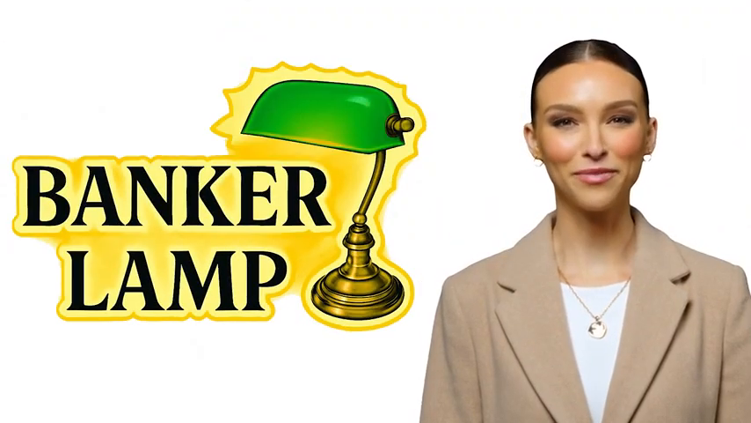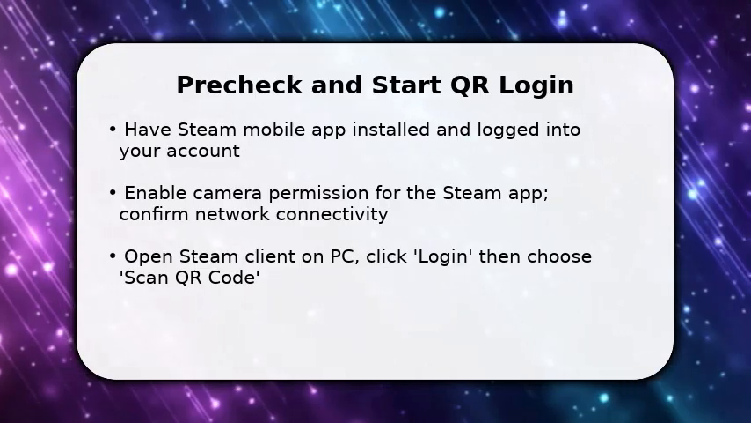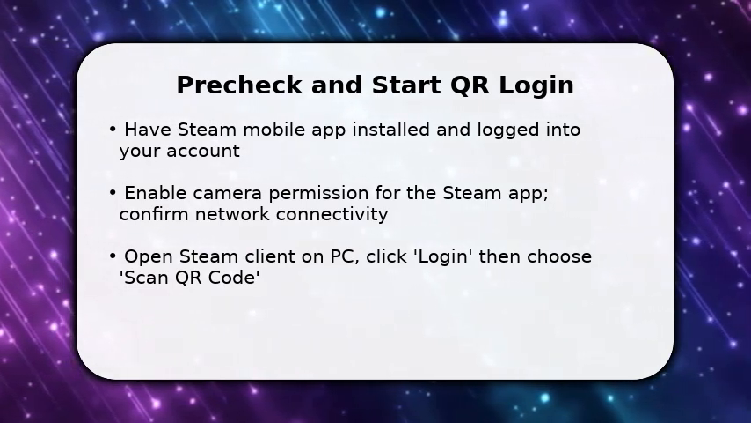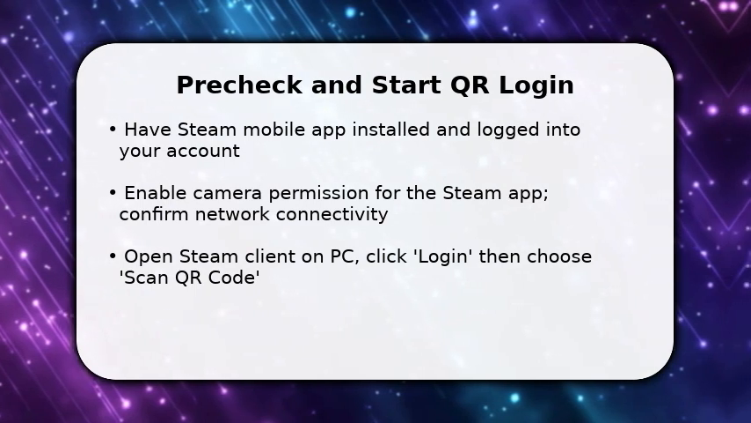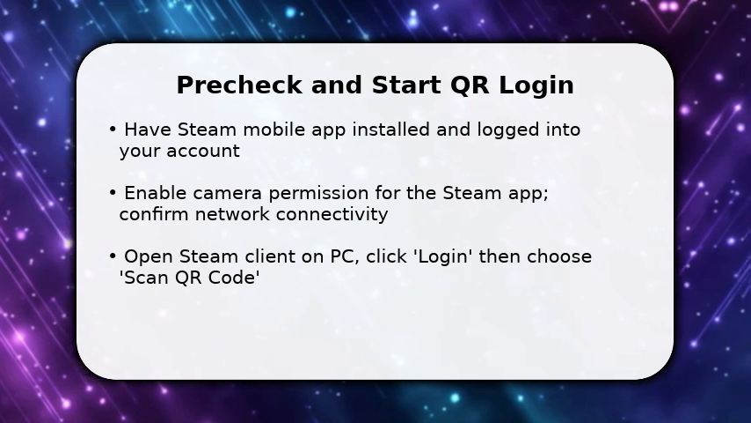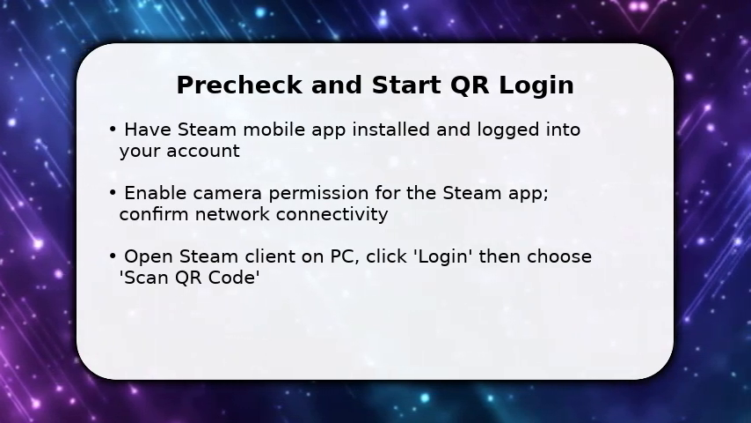Please enjoy the video. You begin by confirming essentials. Your phone has the Steam app and camera access enabled, and your PC is online. Once ready, open the Steam client on your computer and click Login. You'll see the QR code option. Choose Scan QR code immediately.